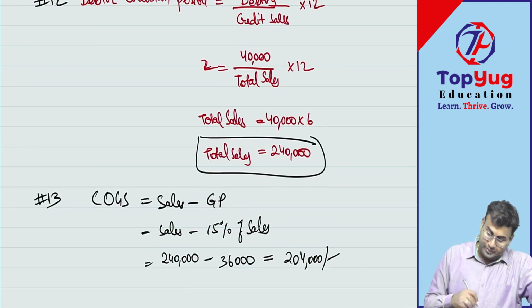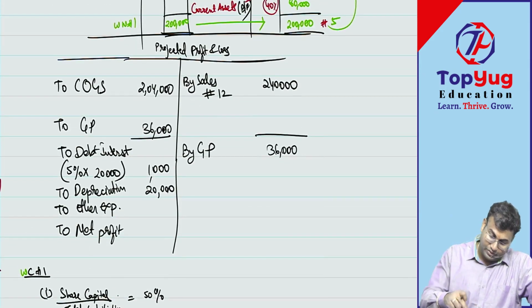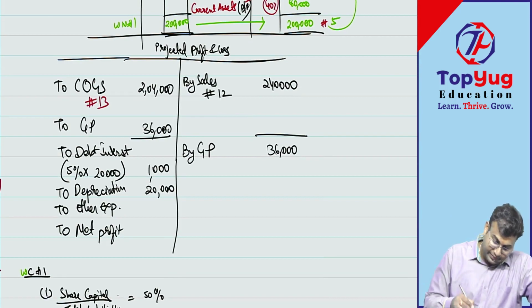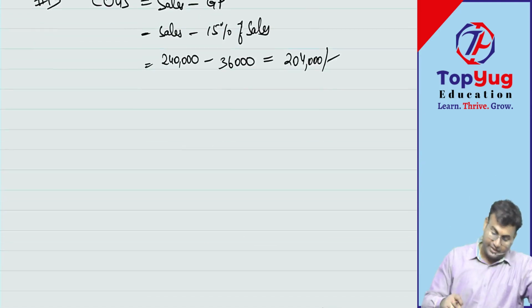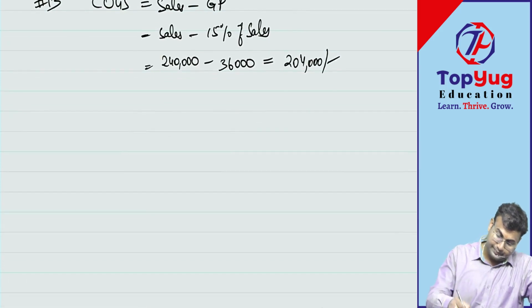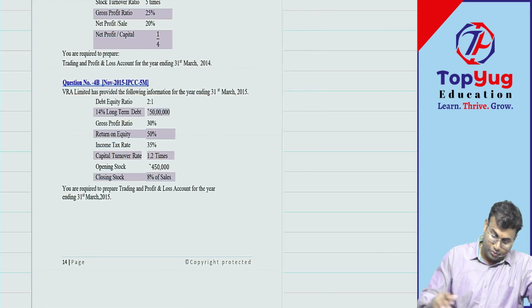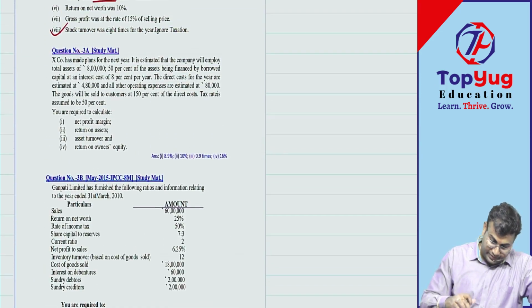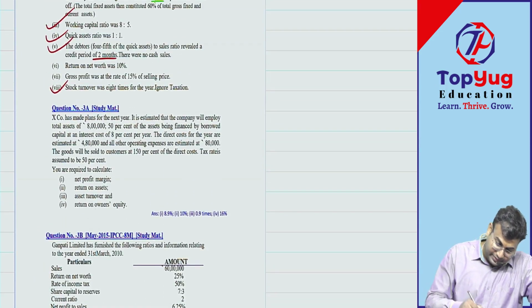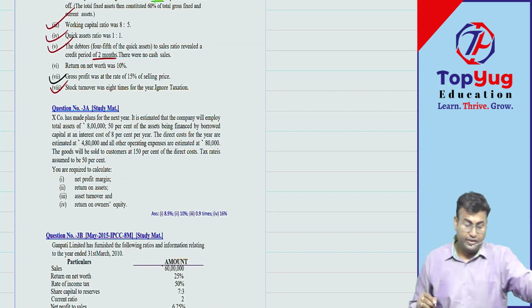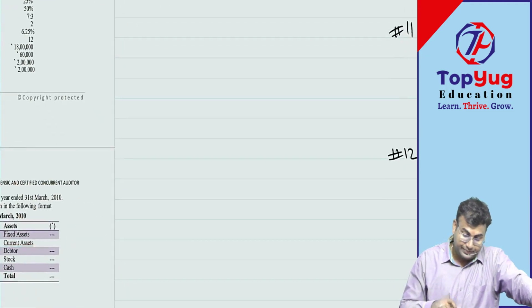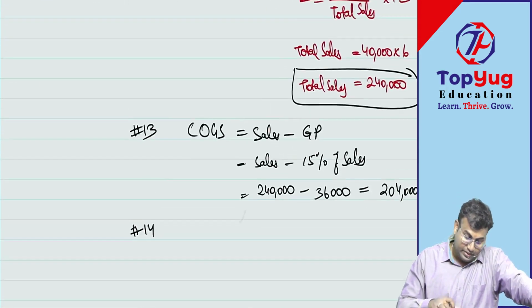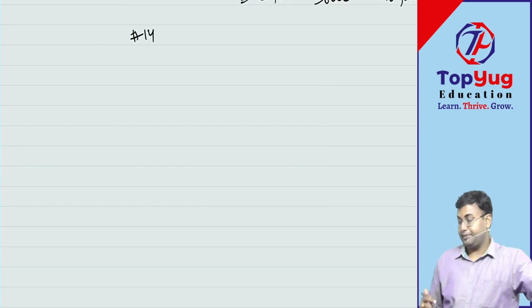This is working note number 13. Please make a note here also that this is working note 12, so this is working note 13. Here the debenture interest you have done there only, so working note number 14. What is working note number 14? Go to the question. See here, it says return on net worth is 10%.